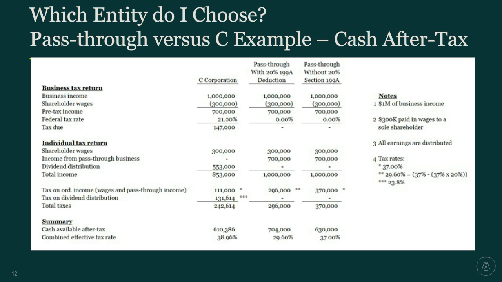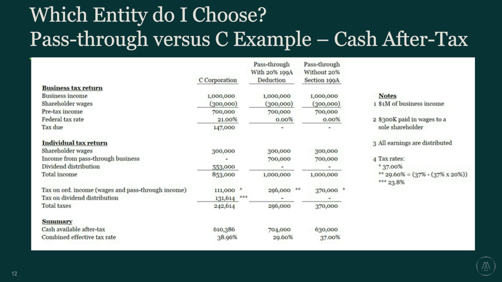And what it says is that if you are distributing all your earnings, whether you're a C or an S, to the owners, and you qualify for the 20% deduction, which we think most of the aerospace industry should be able to, then you are better off being an S corporation in this example. You would end up with a flat combined effective tax rate of 29.6% versus in a C corporation, a combined effective rate of 38.96%. So that's, again, a very simplified view.